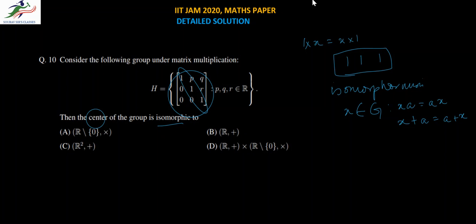So therefore any real number will yield itself when multiplied by 1. So therefore B, which is the set of real numbers, is the correct choice. So 1 1 1 will be isomorphic to the set of real numbers, which is option B.